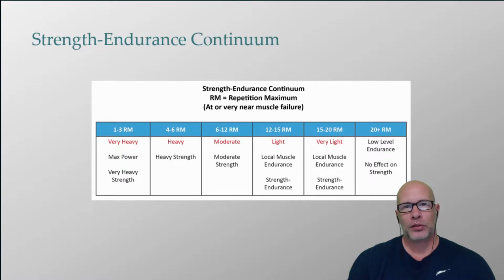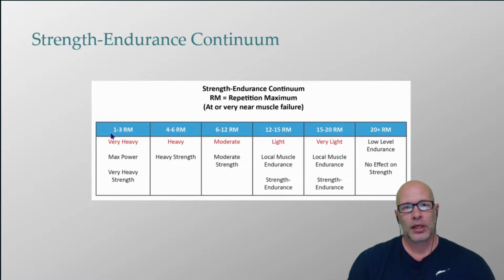Our muscles have two different types of fibers, strength fibers and endurance fibers. And because of that, there's a strength and endurance continuum, which means that when you're exercising or training for either strength, endurance, or as you can see here, there's a middle ground known as local muscle endurance or strength endurance. The repetition range you work out in determines how your body is going to respond and adapt to the load that you're lifting.